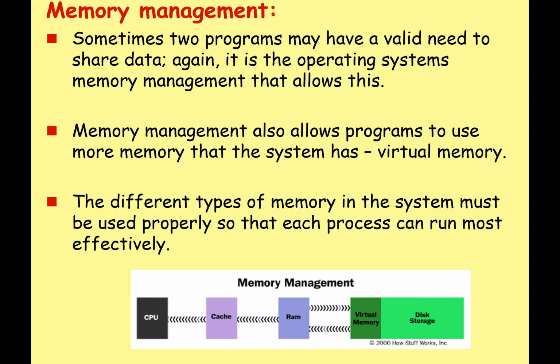Sometimes, however, two programs may have a valid need to share data. Again, it is the operating system memory management that allows this. So think of a simple example. You've got some data in Excel and you want to put it in your Word document. You can get that data into Word quite easily because of the memory management facility. It allows you to transfer information between those two running programs.